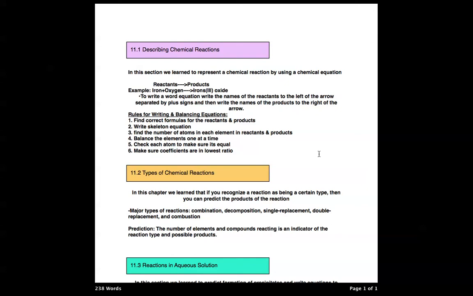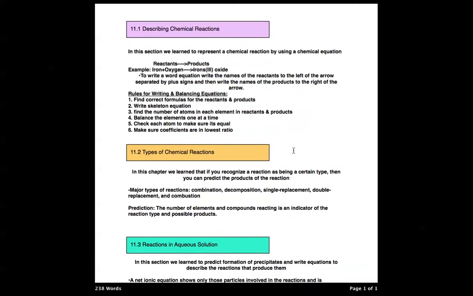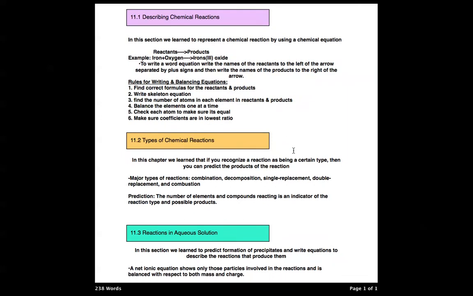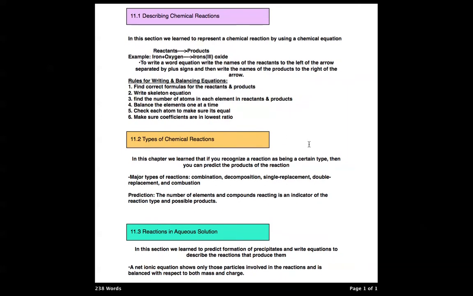And there are certain rules you have to apply when writing and balancing chemical equations. Number 1, you have to find correct formulas for reactants and products, so you have to know what letters and numbers you're putting in your formula. Number 2, you have to write the skeleton equation. Number 3, find the number of atoms of each element in reactants and products. 4, balance the elements one at a time to an equal amount. 5, check each atom to make sure it's equal, otherwise it won't turn out right. And 6, make sure coefficients are in the lowest ratio terms.